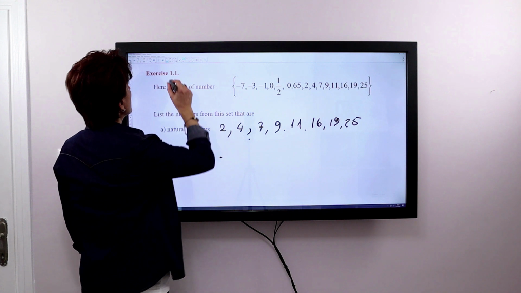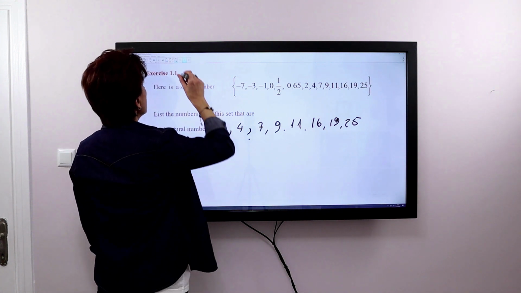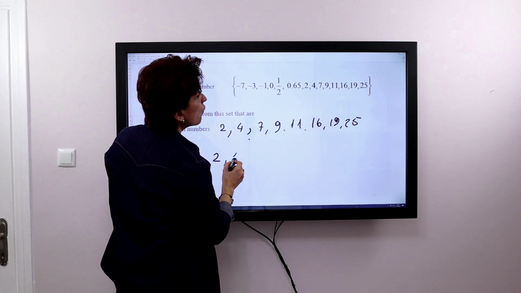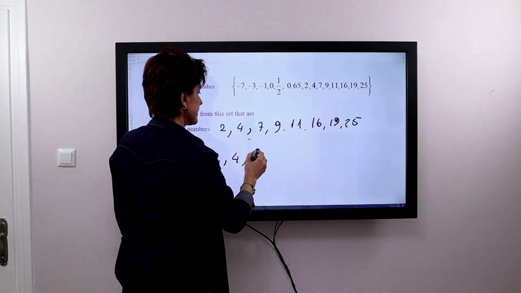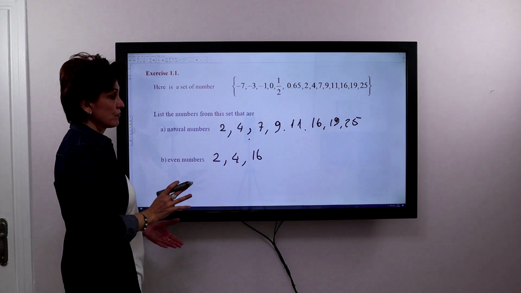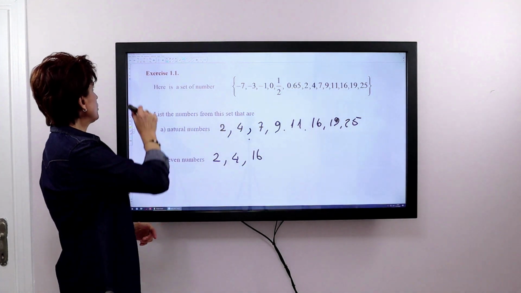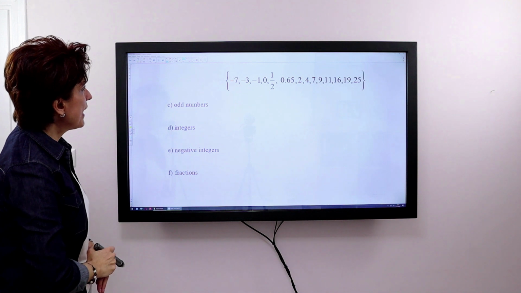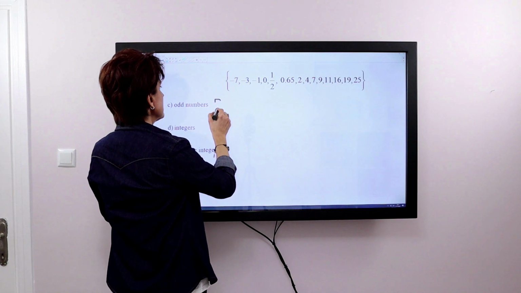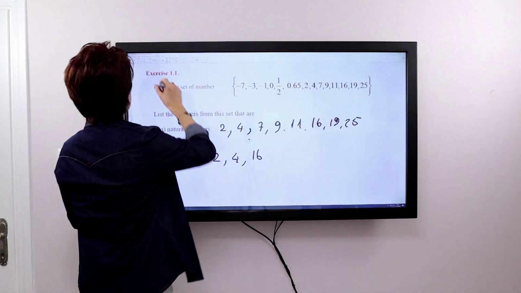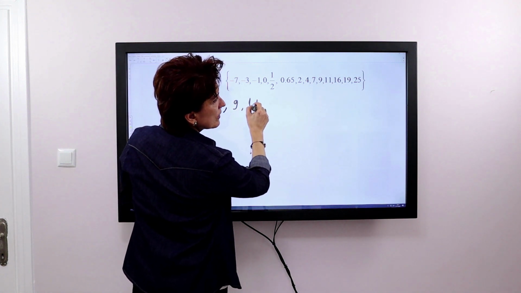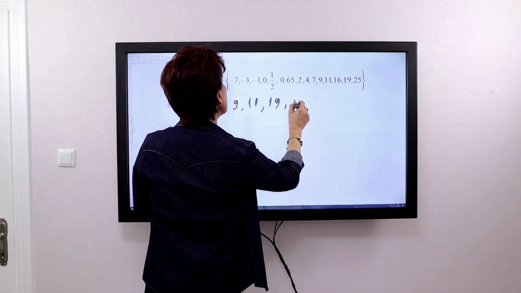Yes. Even numbers. What are the even numbers? Okay, even numbers here: 2, right? 4, 16. Is there more? 2, 4, 16. No, we don't have more. Do you agree with me? You should. Okay, odd numbers here. What are the odd numbers here? First one is 7. I will check what I wrote. Yeah. Here, 7. Next one is 9. Then 11, then 19, then 25. Agree?